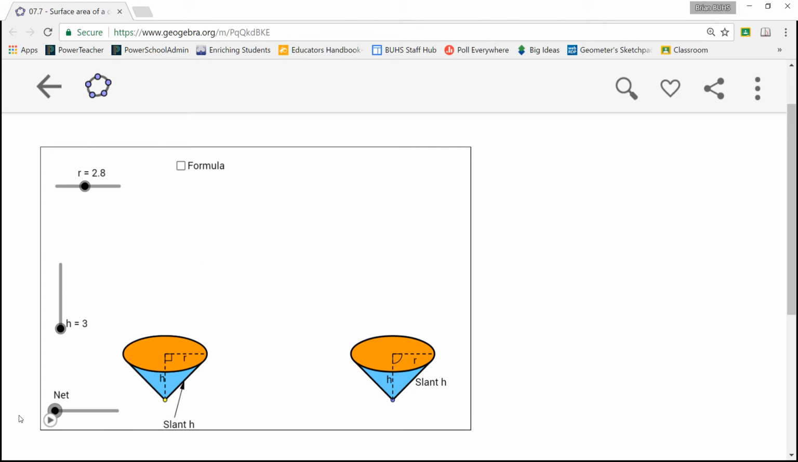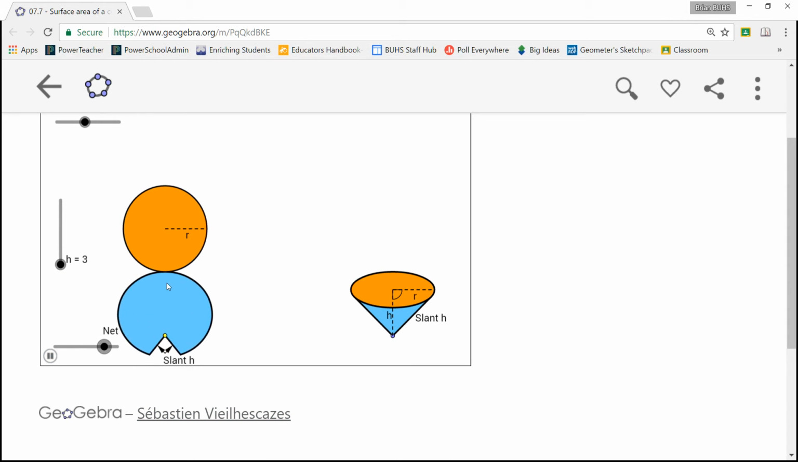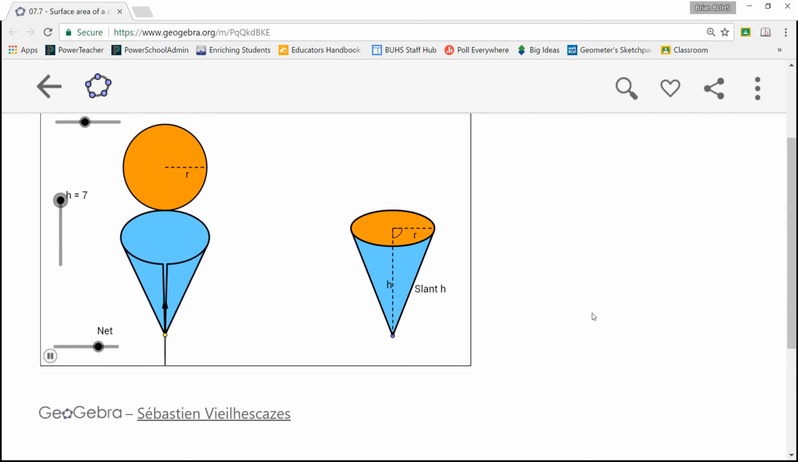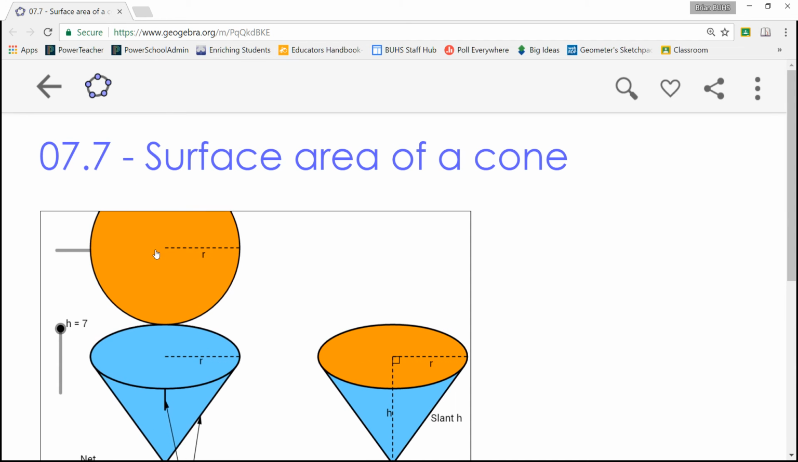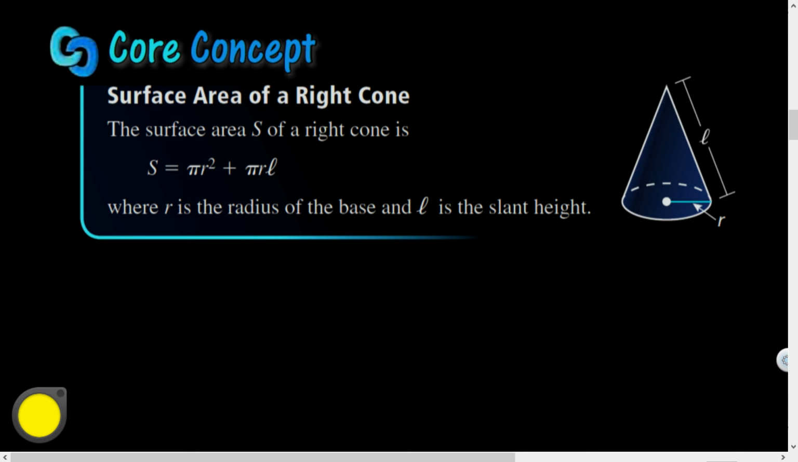All right. So anyways, that's a nice little animation that we've got right here. Oh, wait, I didn't know it animated. And you can change the original radius. Here we go. Slice it. Unroll it. So anyways, that's good stuff.